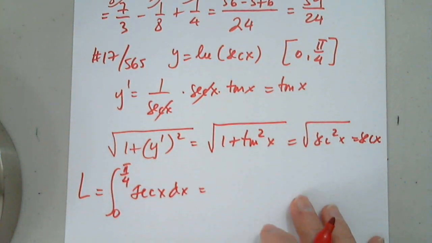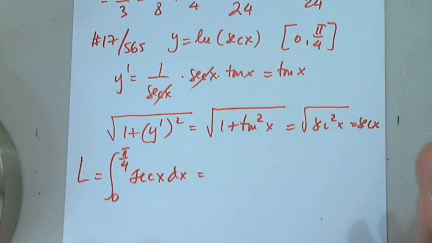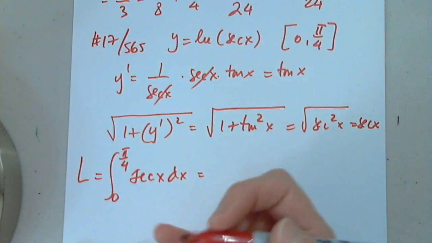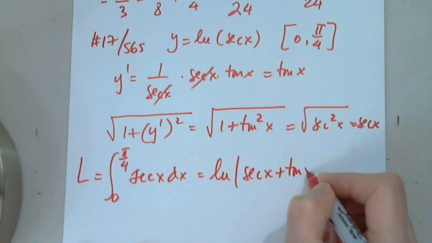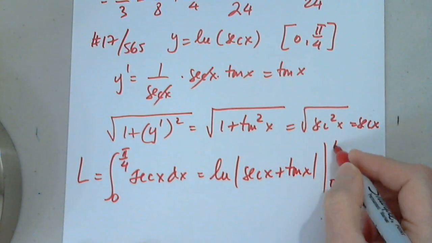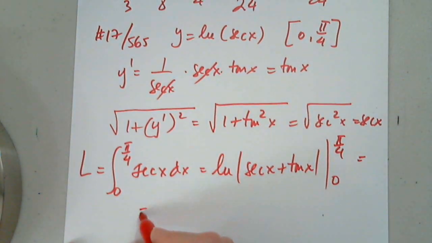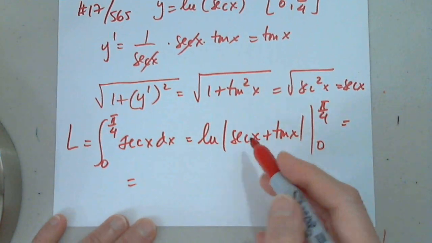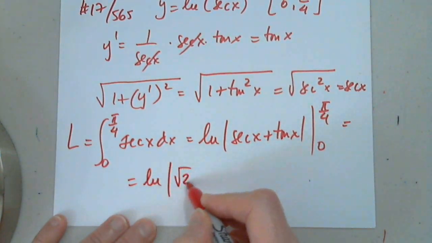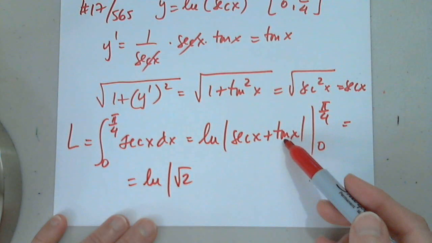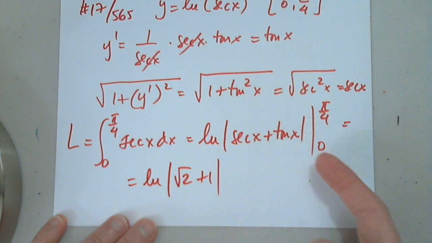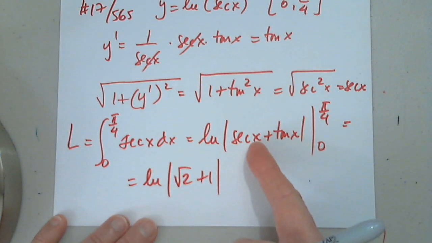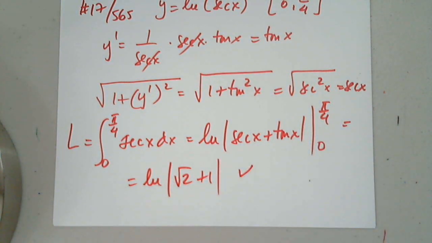We know this formula. We discussed it. We even developed it together. Natural log of secant x plus tangent x from 0 to pi over 4. When we plug in pi over 4 here, we get the square root of 2. And when we plug in pi over 4 here, we get 1. But now when I plug in 0, I get 1 and 0, and natural log 1 is 0. So this is it.